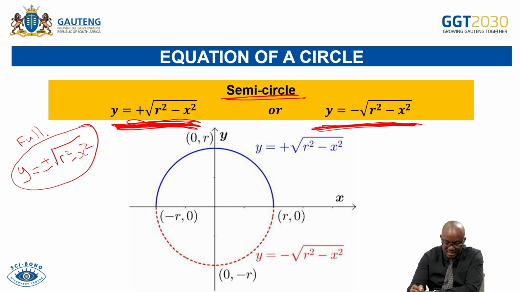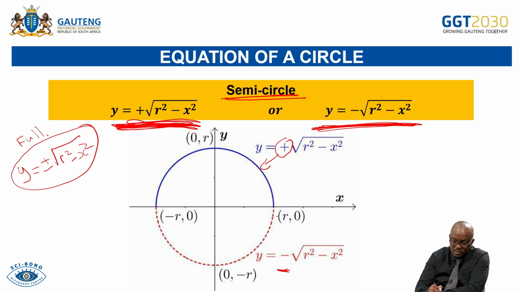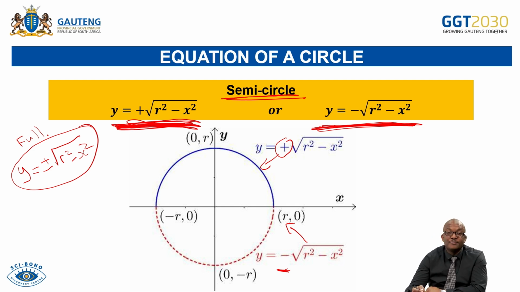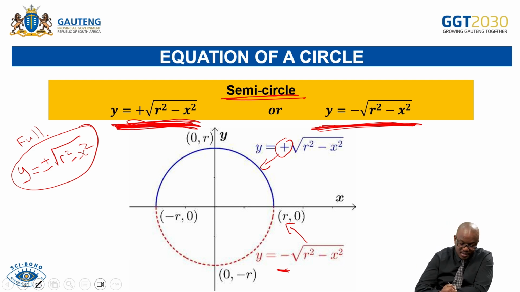So there are two semicircles there, which make a full circle. The one with positive, you will see above your x-axis. Then the one with a negative, you will see coming below your x-axis. So there are two semicircles. One is above the x-axis, one is below the x-axis. Joining them together, we have a full circle. So those are the dynamics that you need to know about this equation.